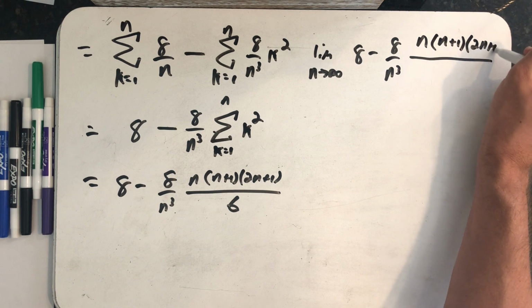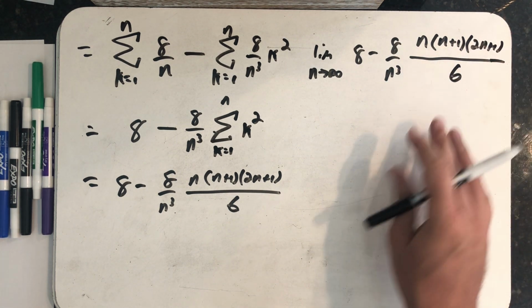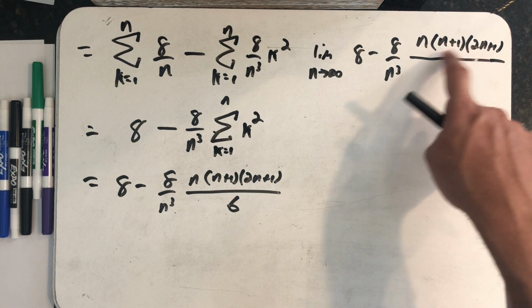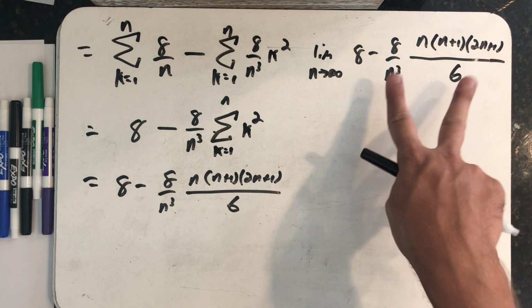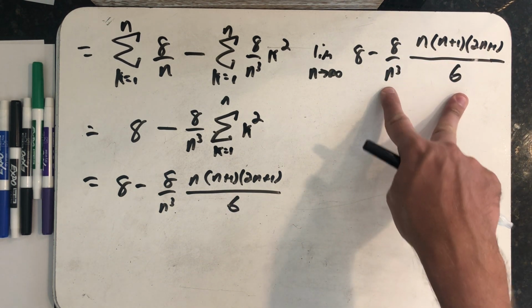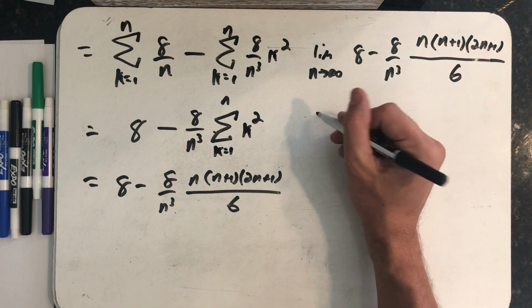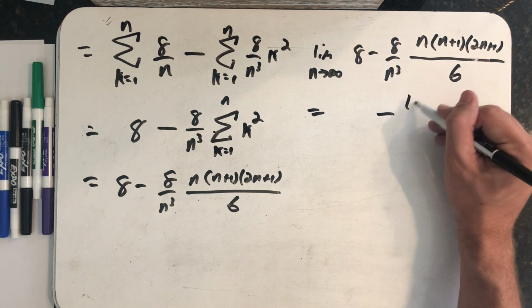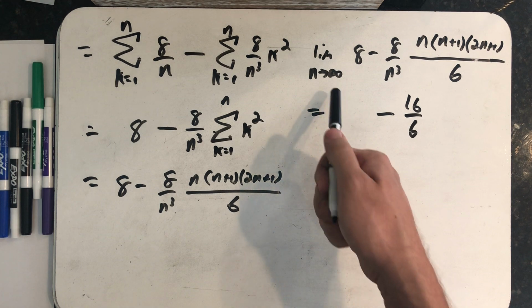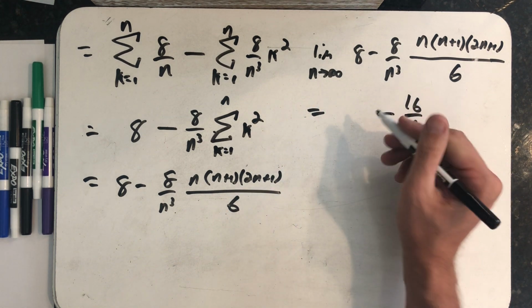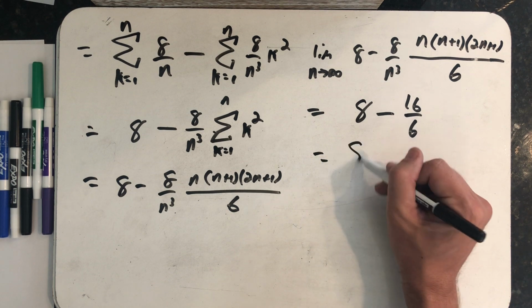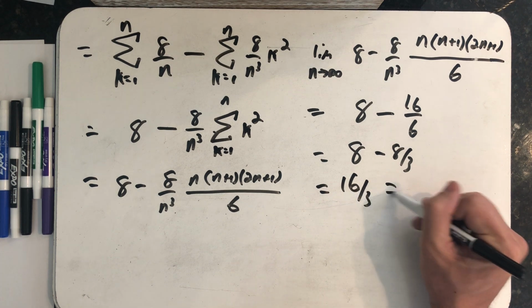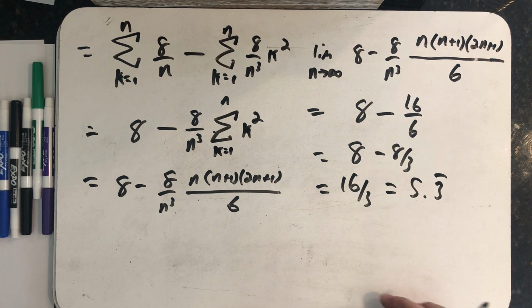And again, we could multiply everything out and look at the polynomial here. But what I know for sure is that when I take n times 2n times 2n, I get a 2n cubed, times 8 would be 16n cubed. On the bottom I have 6n cubed. Again, it's a rational function with the same degree on the top and the bottom. So I know its limit as n goes to infinity is going to be the quotient of the two leading coefficients, 16 over 6. The limit as n approaches infinity of 8 is just, well, that's 8. And so I have 8 minus 8 over 3, which is 16 thirds, which is 5 1/3, 5.33333.